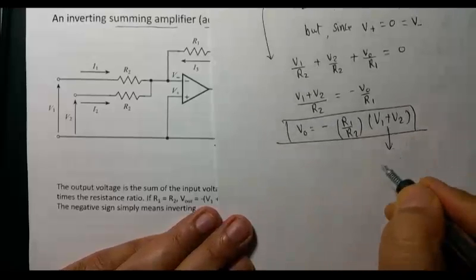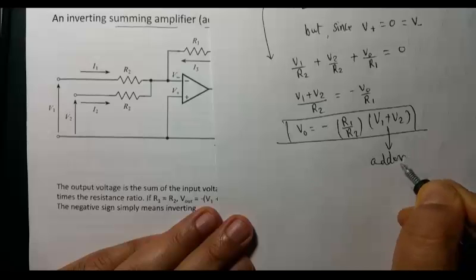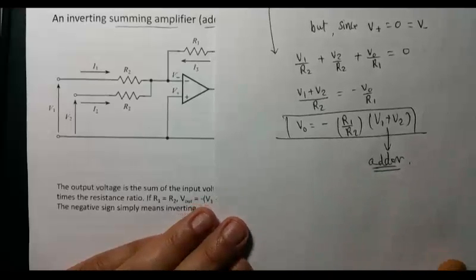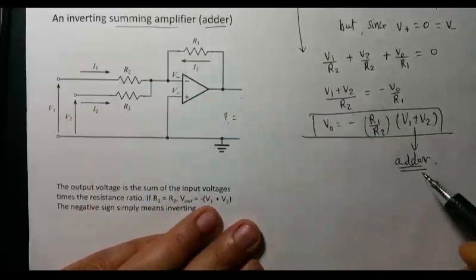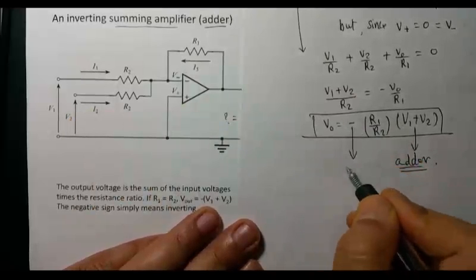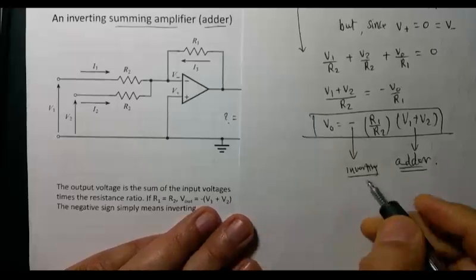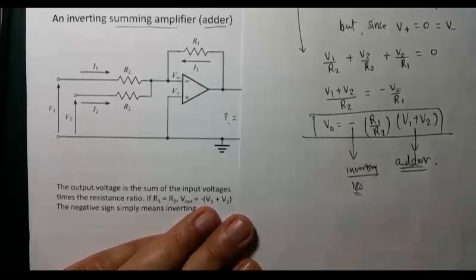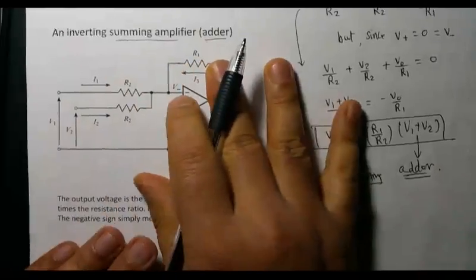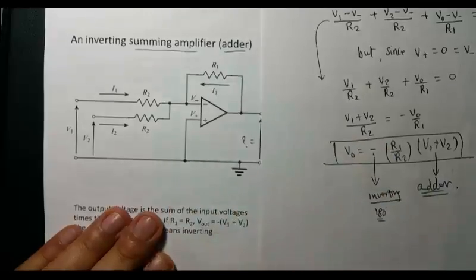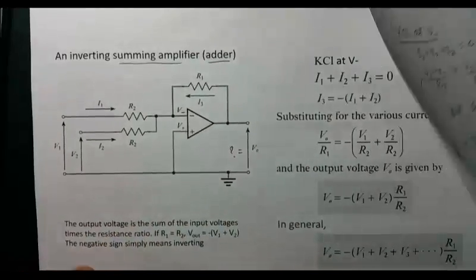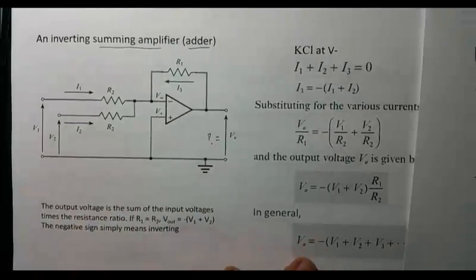Okay, so this is the output from this configuration. So you can clearly see in this configuration this op-amp works as an adder but inverting. So the output signal will be inverted by 180 degrees out of phase. That's why it is called an inverting summing amplifier. These are also written here.